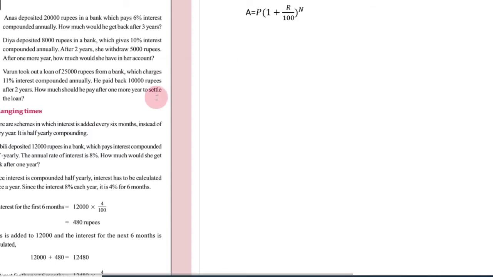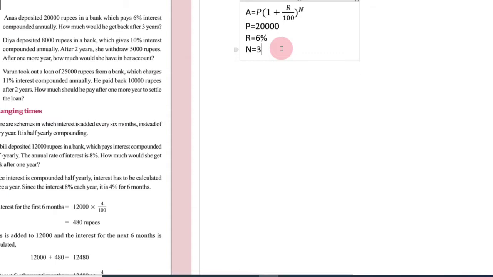Okay, here what are given? Yes, P is given here. What is P? P is the amount deposited by Anas, that is 20,000 rupees. And it pays a rate of interest of 6%. So here R is equal to 6%. And what about n? Yes, n is equal to 3 years. So just substitute these values in the equation, then we will get the amount after 3 years.